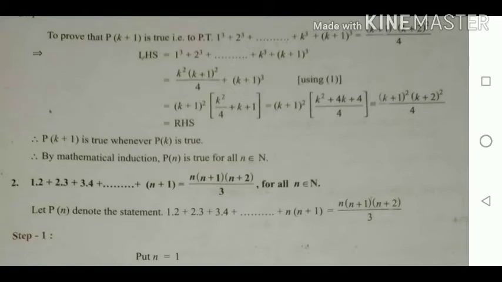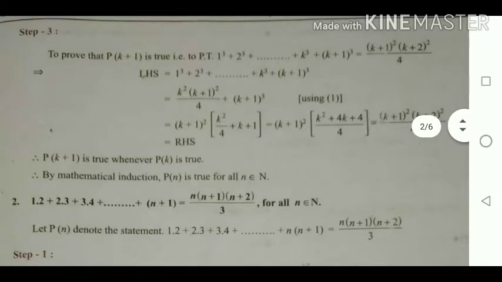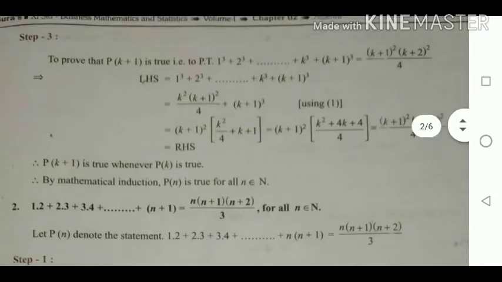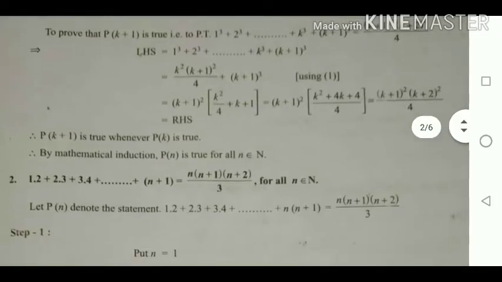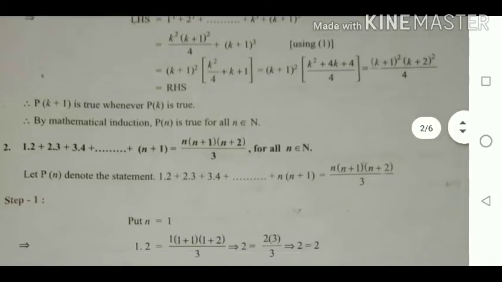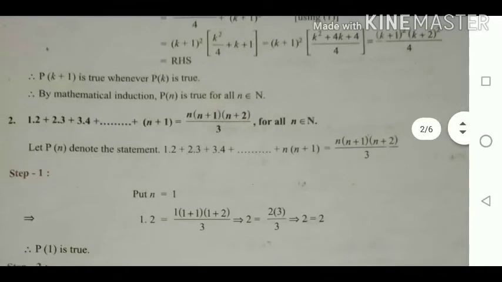This is related to mathematical induction. The question is asked like this. You have to prove first P of 1 is true and P of k also true, then P of k plus 1 is true. If you prove these 3 steps, you are getting nearly 5 marks for this question. These questions are asked as 5 mark questions.